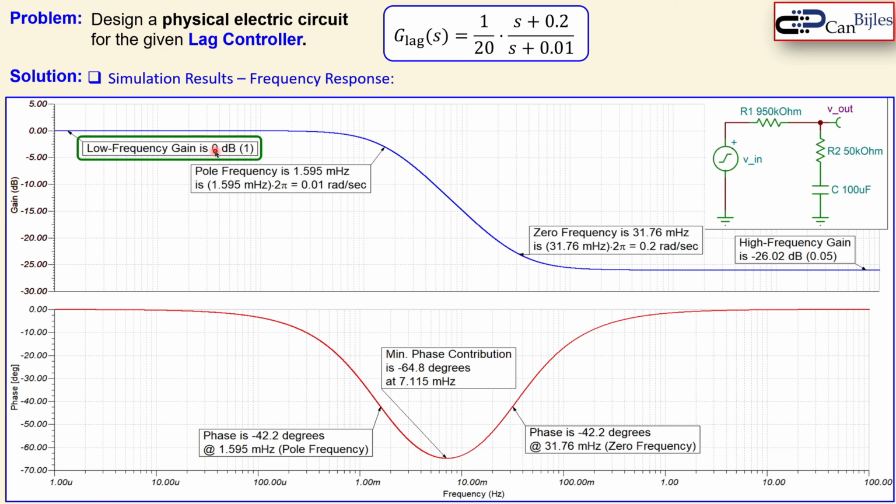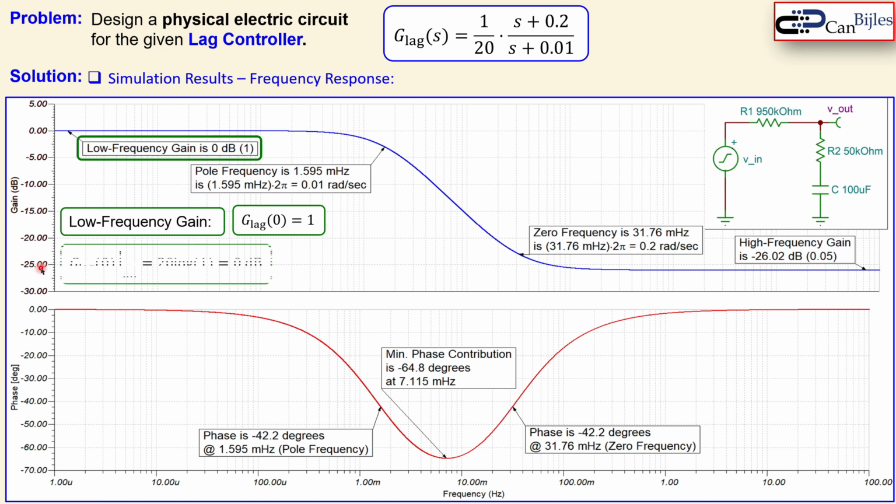Is that true? Now let's see what we have from our transfer function. Because the low frequency gain, if I look at the lag, if I substitute for S 0, then this is 0, that means 0.2 over 0.01, that is 20. So that means we have here 1 over 20 times 20, that is 1. So in scalar form we have 1, but in the magnitude, in the Bode plot, we of course use dBs, so we need 20 log of that value, which will give you 0 dBs.